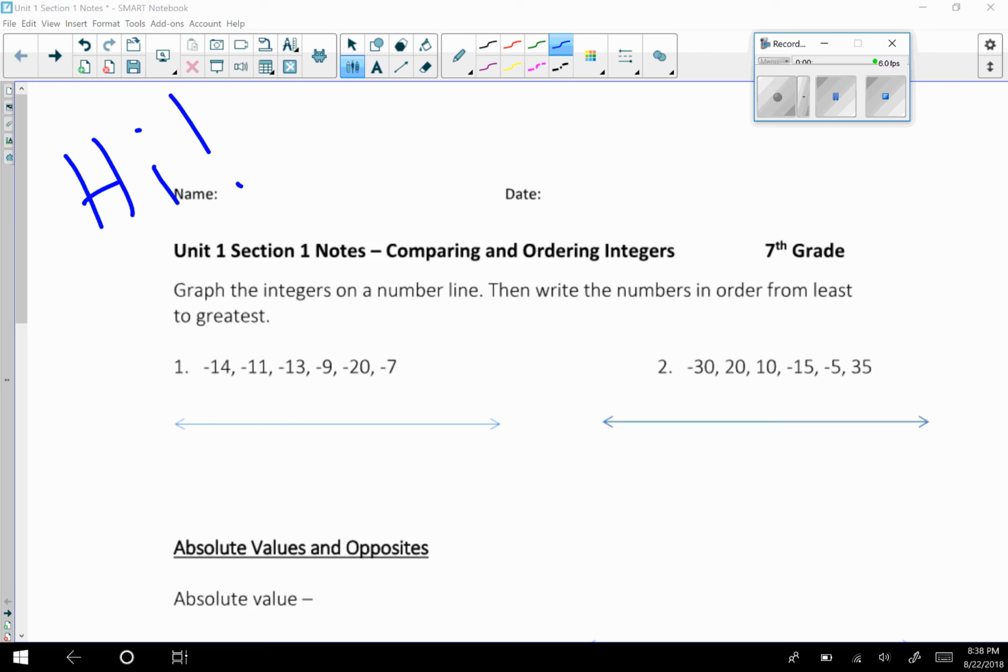Hello and welcome to Period Algebra. We are on Unit 1, Section 1. Our very first section is on comparing and ordering integers.